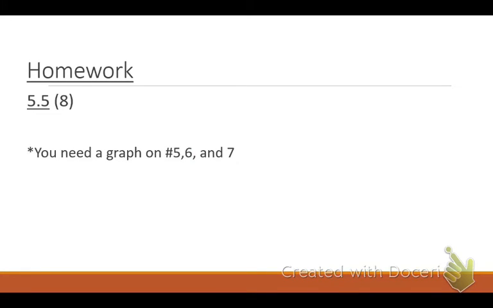Tonight's homework is just 8 problems on 5.5. You will need a graph on numbers 5, 6, and 7. So remember, on that graph, you're just going to write it like this and label it because you don't have it on graph paper. You're just going to do it on notebook paper.